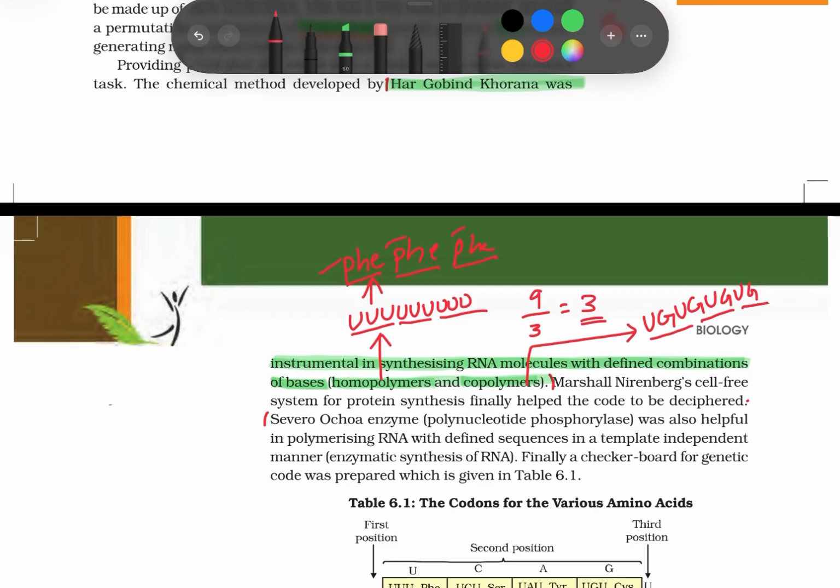If you take this, this UGU is coding for cysteine. This GUG is coding for valine. This UGU again coding for cysteine. Suppose here if you write GUG, it is coding for again valine. Here also if you see 1, 2, 3, 4 codons, 12 nucleotides are there. They are coding for 4 amino acids. 12 by 4 is equal to 3. This is also proving that genetic code is a triplet.